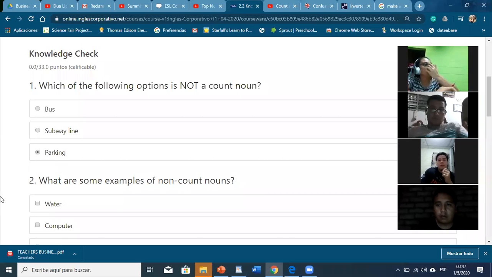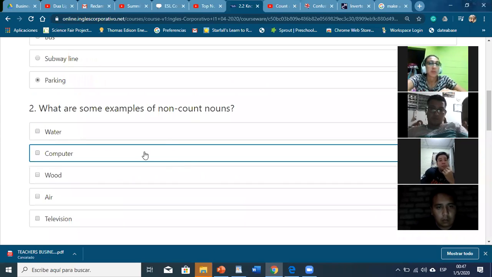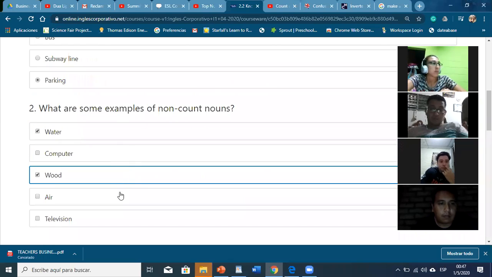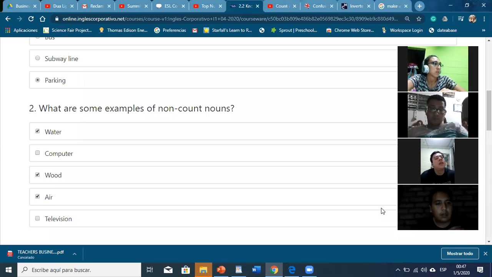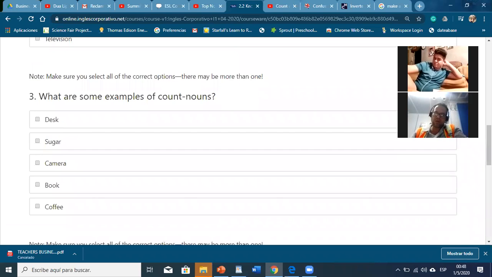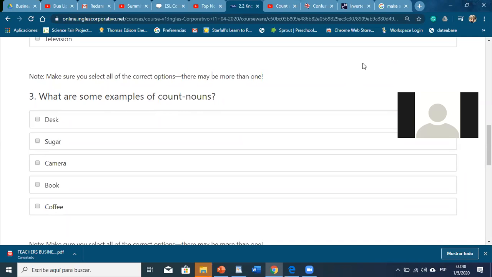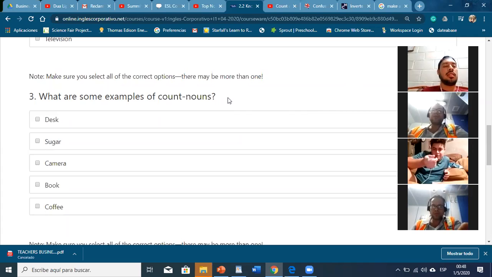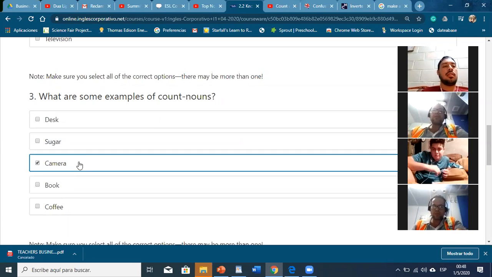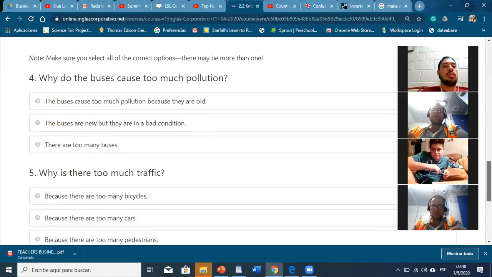What are some examples of non-count nouns? Water, wood, and air. Do you all agree? Yes. Water, air. Excellent. Number three, Jose. Count nouns: camera, book, and desk. Correct. Desk and book. Very good. Excellent, I agree.